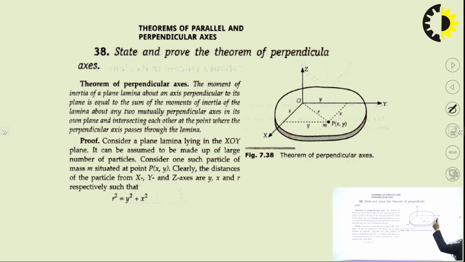Now, if O is the origin, or you can say the CG of this particular body, and there is a point P situated on this body with coordinates x, y. The xy coordinate shows that the horizontal distance of this point is x and the vertical distance is y. Now, if I want to find r, I can easily say that according to Pythagoras, r square is equal to x square plus y square. A simple mathematical formula.